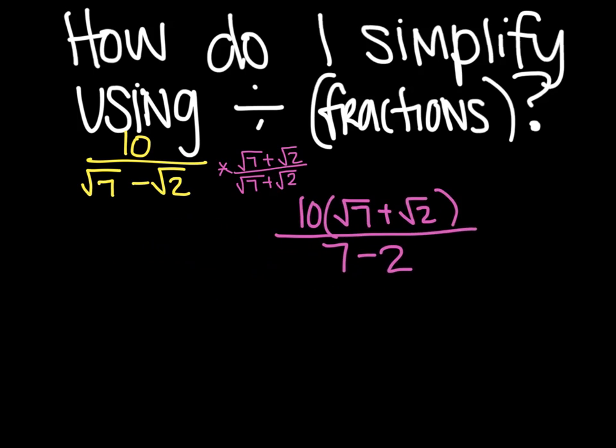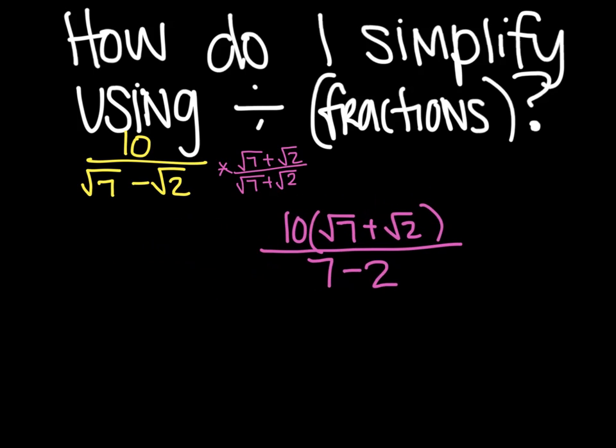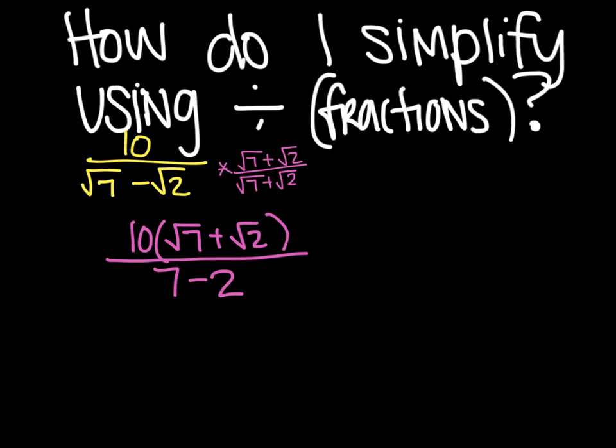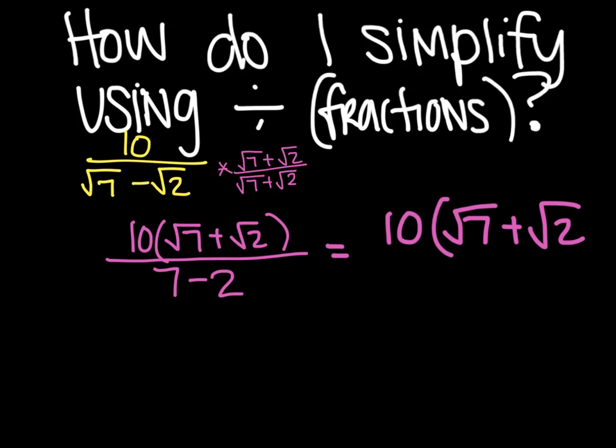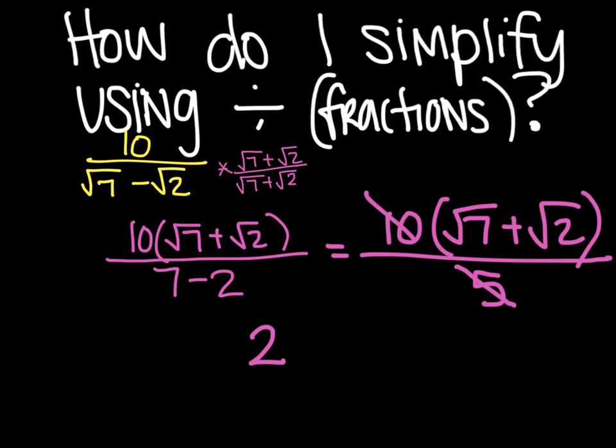So now I can simplify a little bit further even. So I can keep the numerator for now and just focus on the denominator. 7 minus 2 is 5. And then I can simplify even further because 10 divided by 5 is 2. So you don't necessarily want to distribute that numerator right away because you can do some simplification first. So 2, and then I have the square root of 7 plus the square root of 2, and nothing's left there in the denominator.